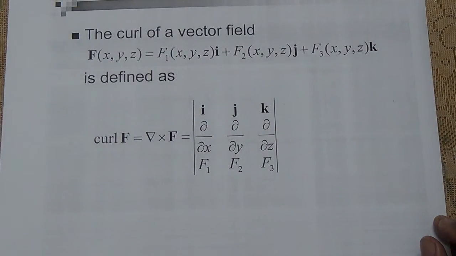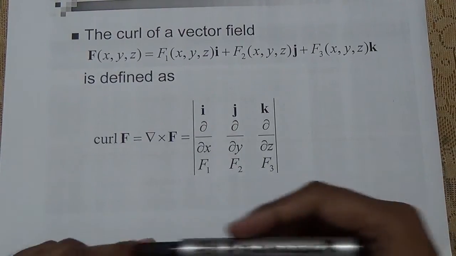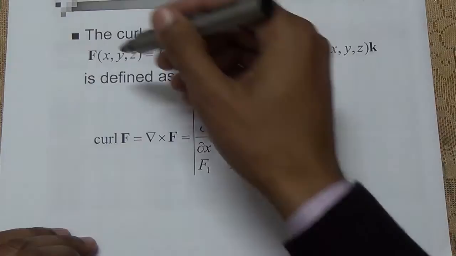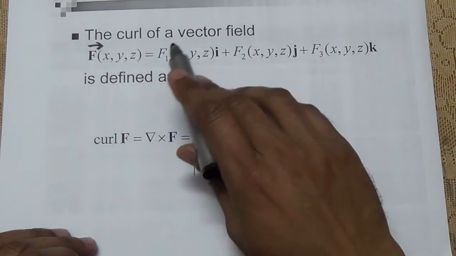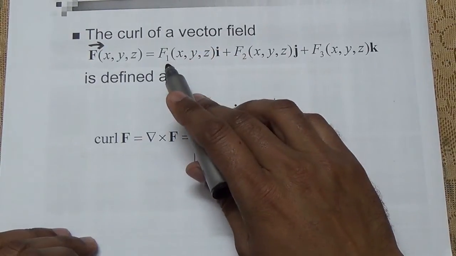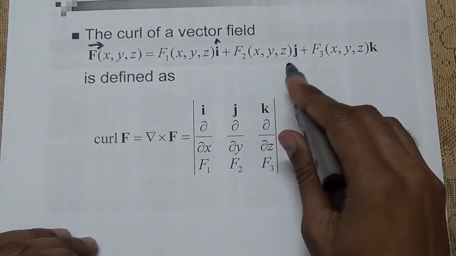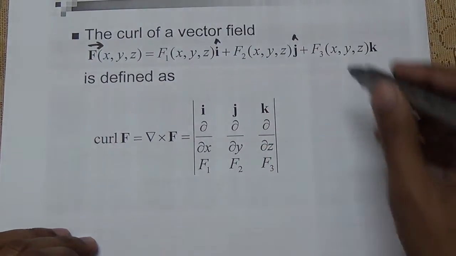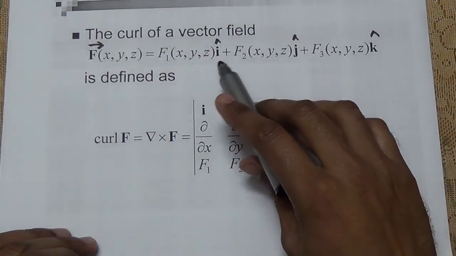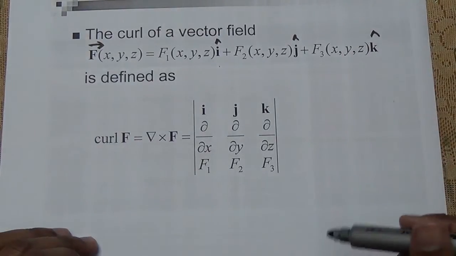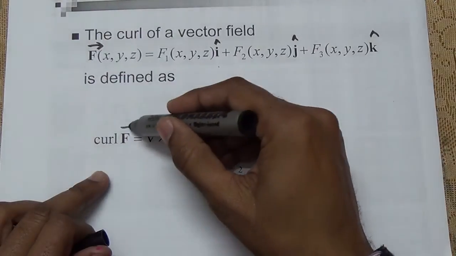How to write mathematically this curl operation on any vector field function? For that purpose we write here this vector F, that is a field function. F1 is the field component along the x-axis, F2 is the field component along the y-direction, F3 is the field component along the z-direction, where I, J, K are the unit vectors. So how to define this curl F mathematically?